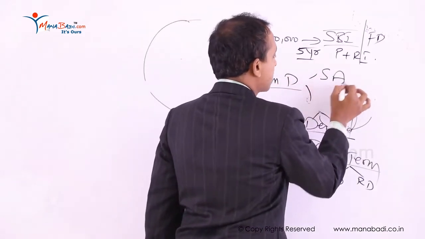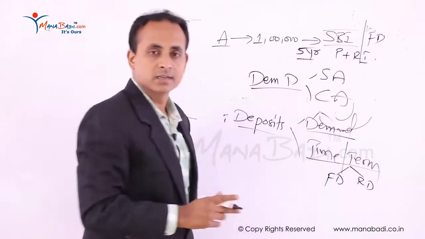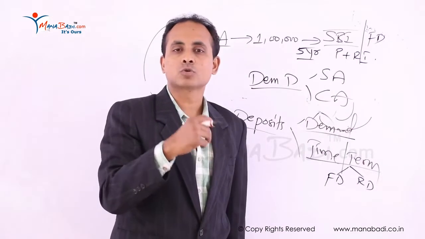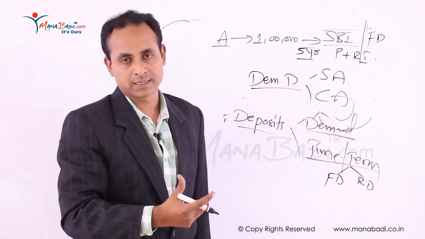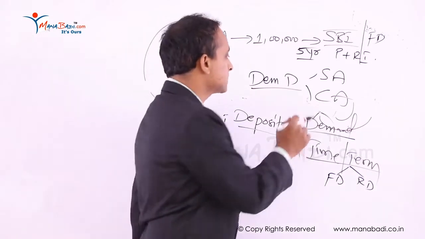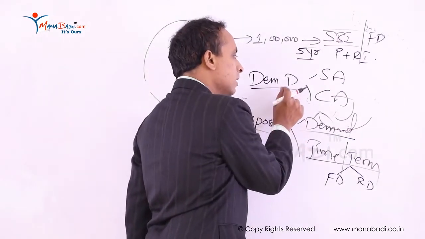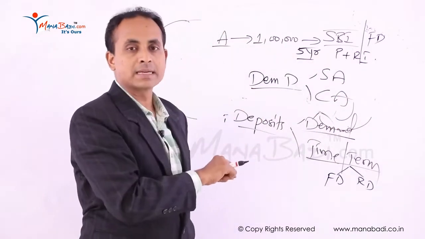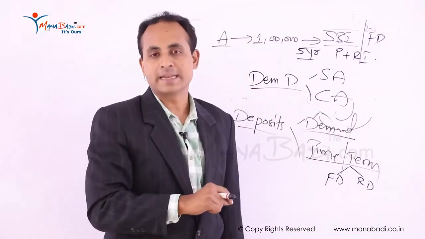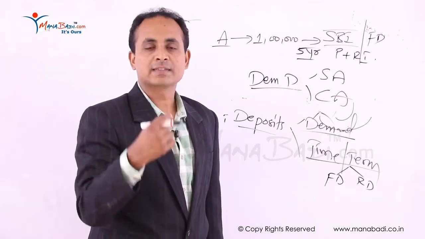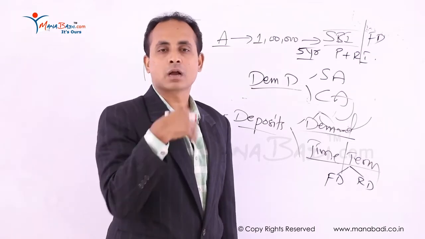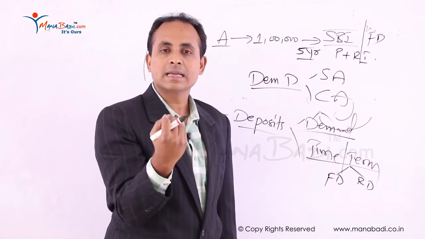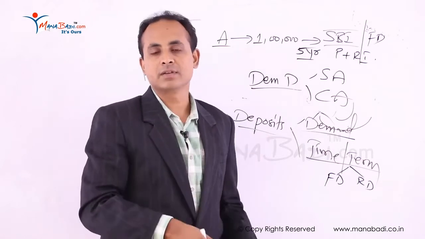One is savings account and current account. Clear? The savings account and current account together are called demand deposits. Here the point is, demand deposit means the deposits of a customer can be returned by a bank whenever the customer demands. Say for example, I am having a savings account in X bank and I put 1 lakh rupees in my savings account.